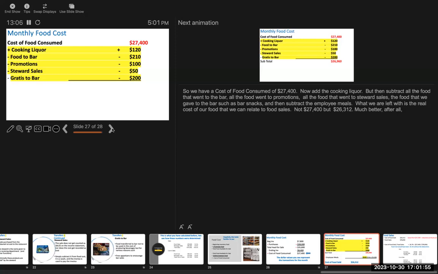When we look at this snapshot and we see that for the month with adjustments, we had the one addition of the cooking liquor, the other 4 were subtractions. We had started with $27,400, but now we have a cost of food of $26,960. But wait, we forgot about the employee meals. Let's account for them.